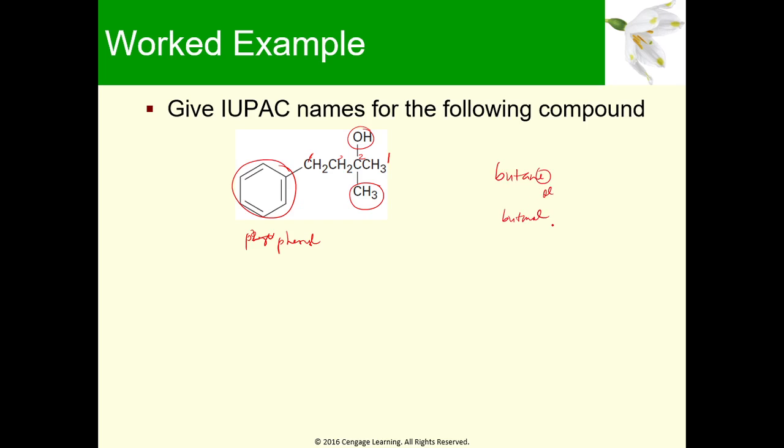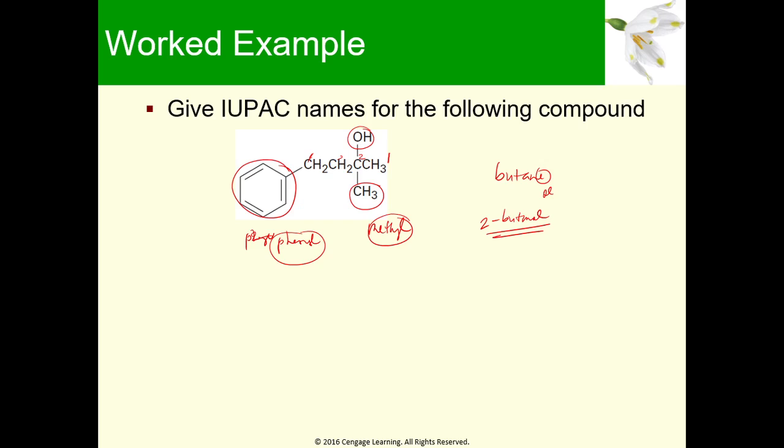Now, where is the OH group? The OH group is at position number 2. So that will become 2-butanol. Okay. Now, we have two apparent substituents here. One substituent is a methyl group and the other one is a phenyl. So here we decide which comes first based on the alphabetization. And based on the alphabetization, your methyl group will come first, then the phenyl.